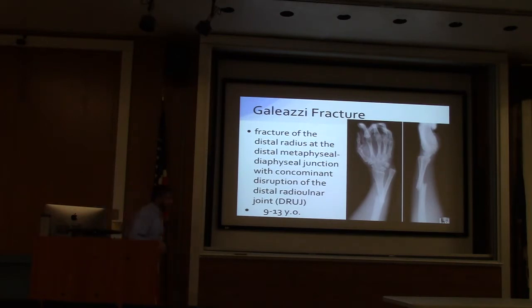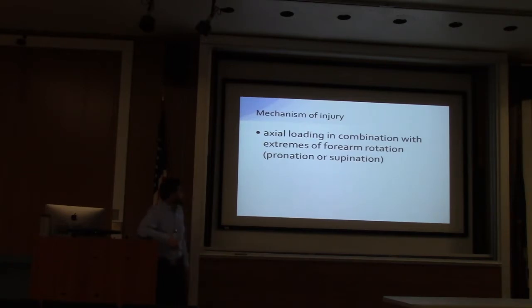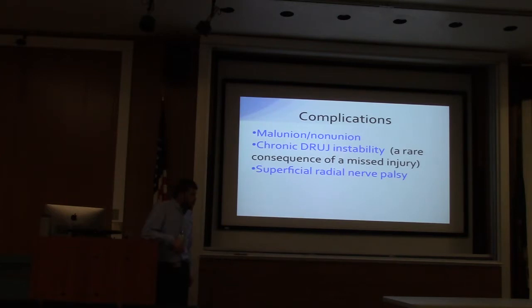Galeazzi is another forearm fracture. There is a dislocation of the distal radioulnar joint and a distal radial fracture. Usually it's common at age 9 to 13 years old. The mechanism is usually an axial load with the arm in rotation. Complications of Galeazzi are malunion, nonunion, or instability of the distal radioulnar joint. It can also result in injury to the superficial radial nerve, which is a branch from the radial nerve responsible for sensation of the posterior part of the hand on the radial side.